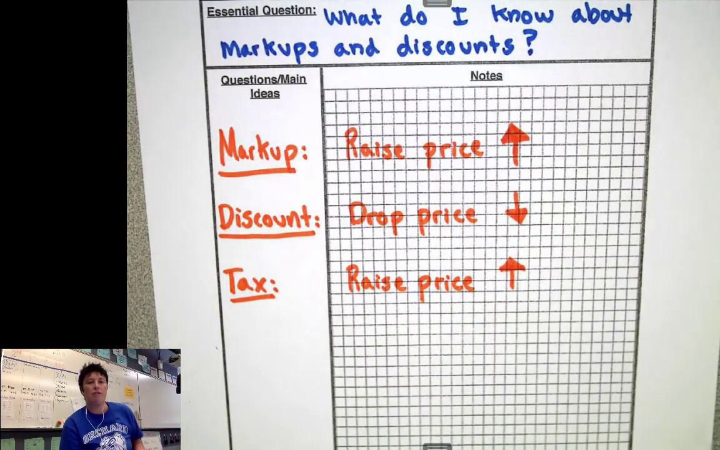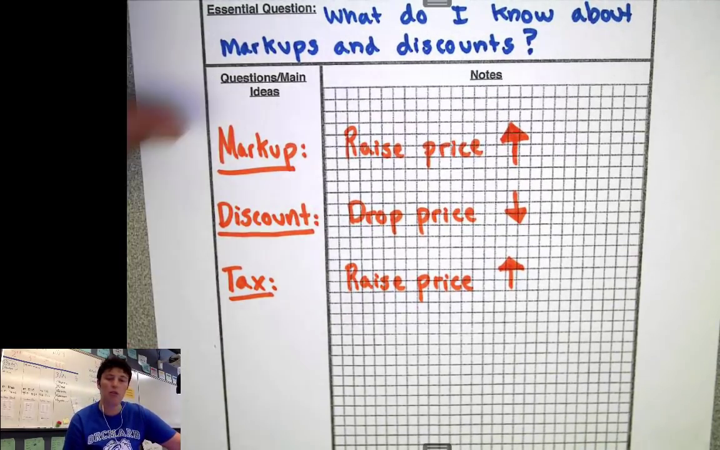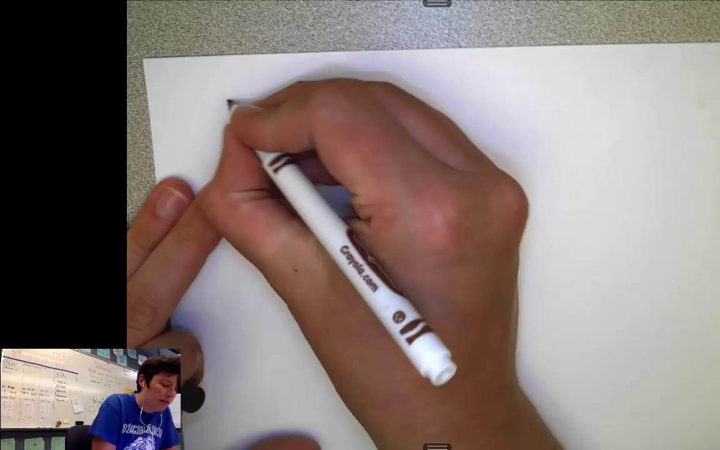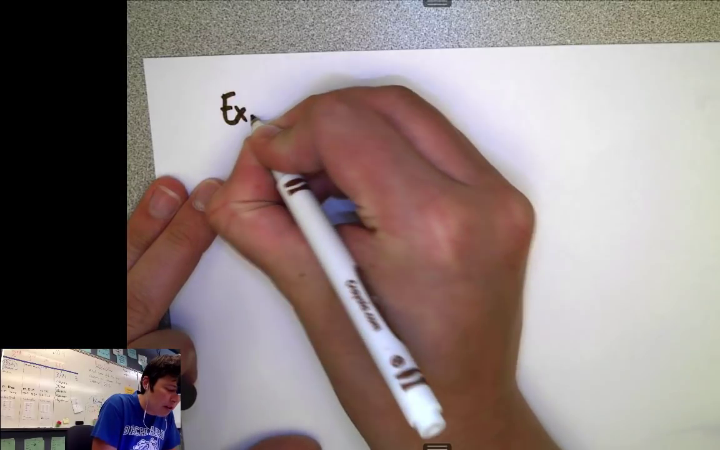So those are kind of our three things. We have markup, we have discount, and we have tax. And we've been trying a lot of problems and videos on how to do this. So we're going to practice a few more today. In my notes, I'm going to start with my first problem. I'm going to write example 1.